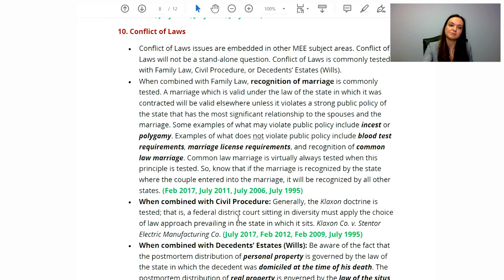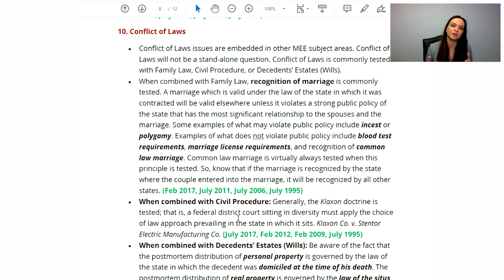Turning to our next subject, this subject, conflict of laws, is somewhat unique. The reason I call it unique is because it will never be tested on its own. This is always going to be a subject that's crossed over with other subjects, and more specifically, it's usually crossed over with those subjects of family law, civil procedure, or wills and decedents' estates. And I love this because it's somewhat predictable.